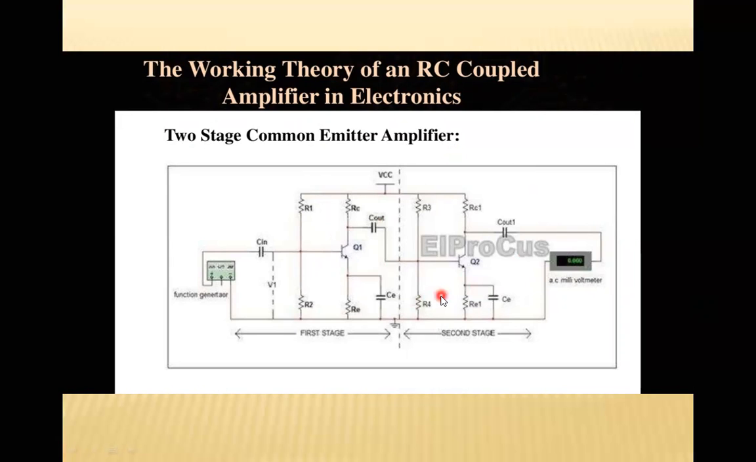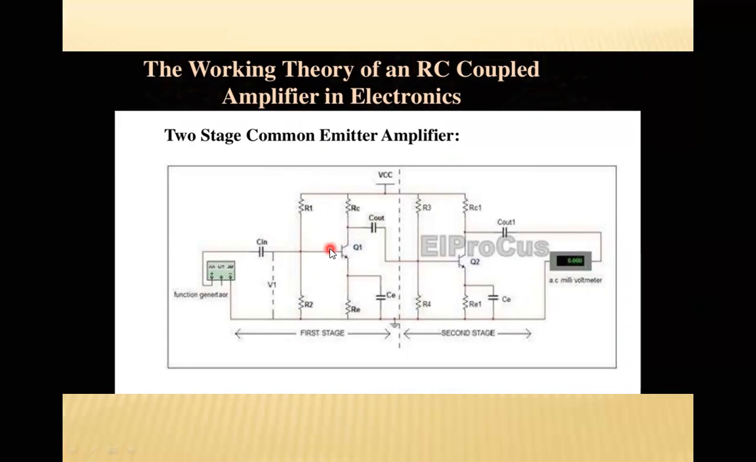This is much important. Again, I'm repeating, this is an input, the AC input, the input condenser. Then the biasing resistances R1 and R2, which are also responsible for biasing and stabilization. Transistor, common emitter. This arrow indicates the flow of current in the circuit.